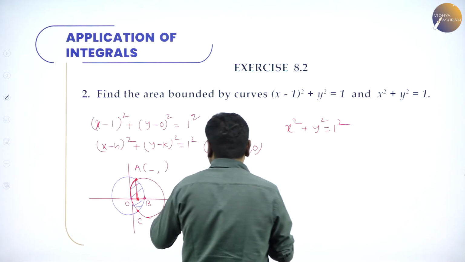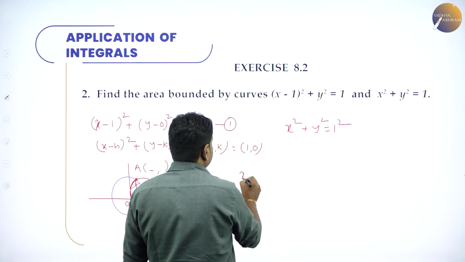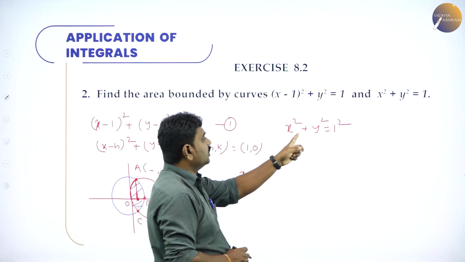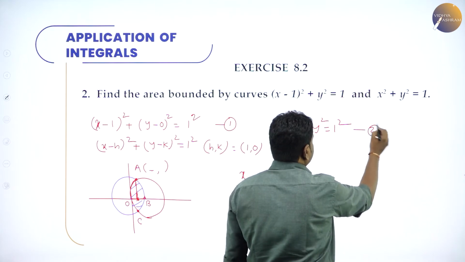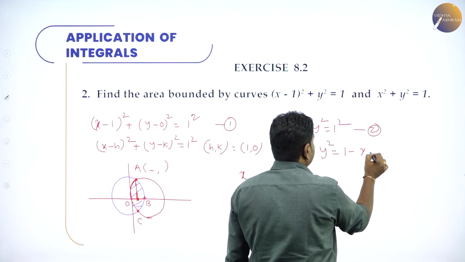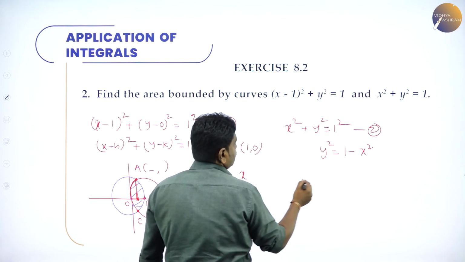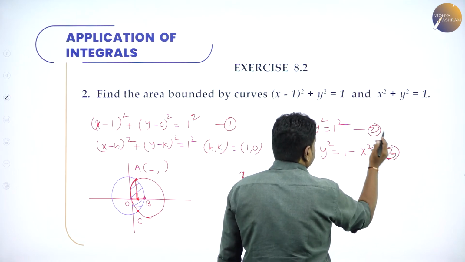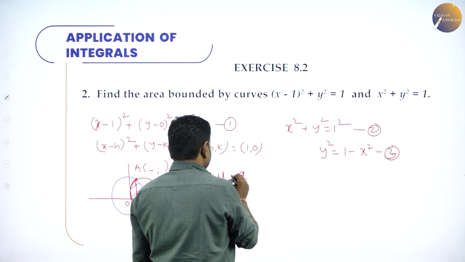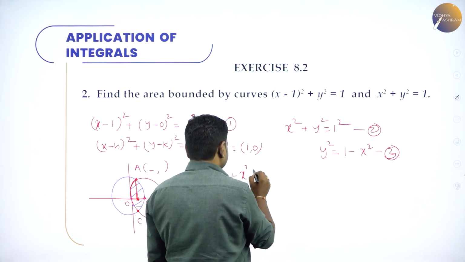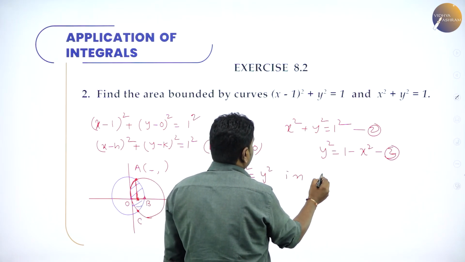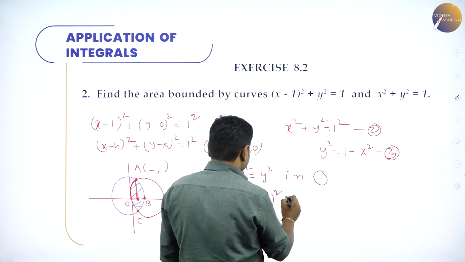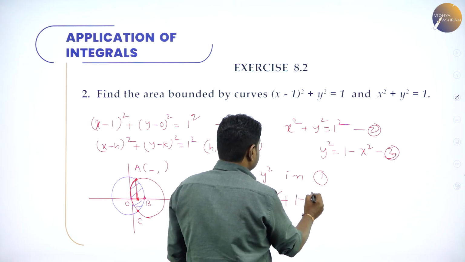So I can say first our task is to find the point of intersection. How to find the point of intersection? You know, x minus 1 the whole square plus y square equal to 1, call it equation 1. From the second equation, get y square. What is y square? 1 minus x square. So substitute 1 minus x square for y square in equation 1. That will become x minus 1 the whole square plus, instead of y square you can write 1 minus x square, is equal to 1.